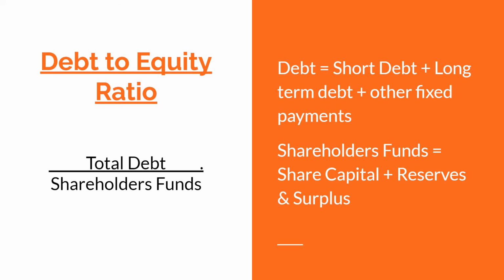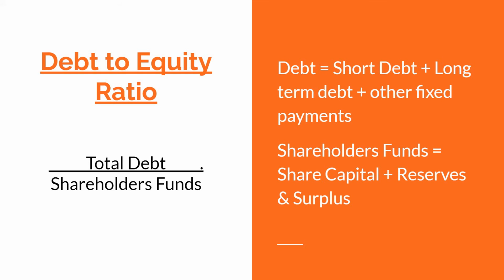Debt to equity ratio is nothing but your total debts divided by your equity. Equity is your shareholders' funds, where you have share capital and reserves and surplus. And under debt, you don't include your current liabilities, but your short-term debt plus long-term debt. Trade payables are not included here, but your debts, that is, your loans.